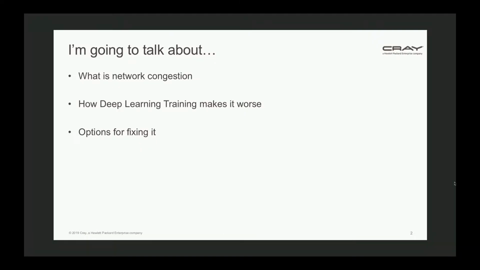So what I'm going to talk about is, first off, I'm going to introduce the idea of network congestion. Essentially making the argument that network congestion is something that everybody is actually already really familiar with, and provide an overview of how deep learning can make it worse, and what the options are for fixing it.